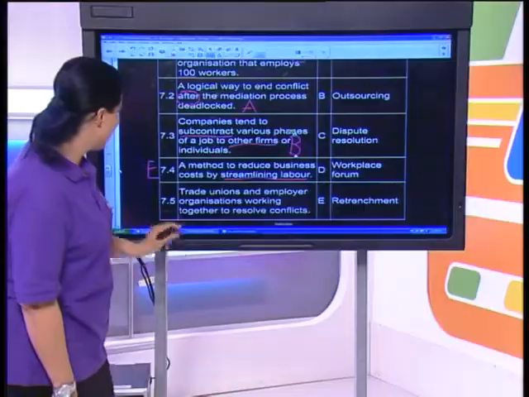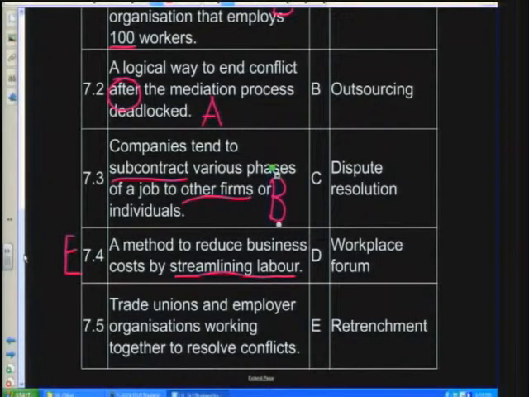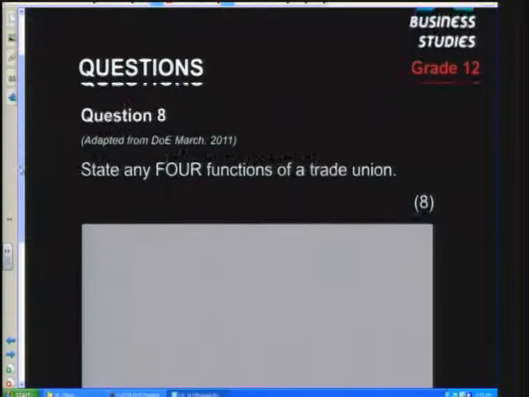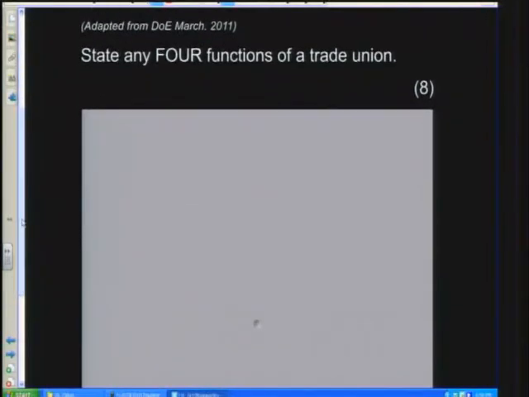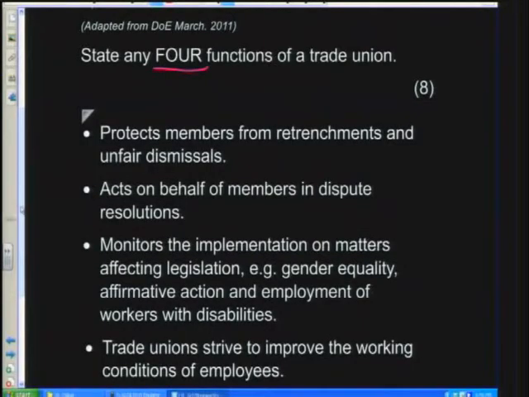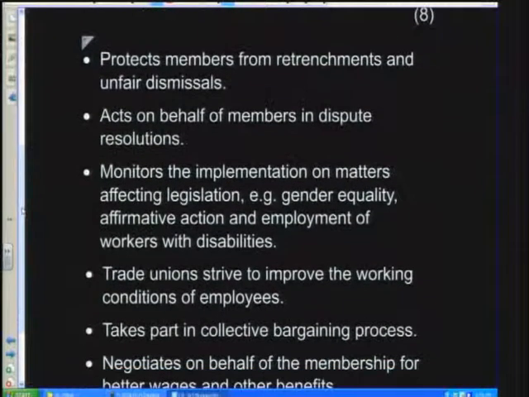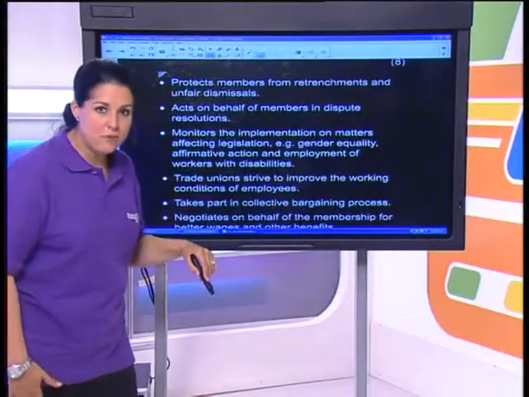And then our last one says, trade unions and employer organizations working together to resolve conflicts. We're talking about issues here. Issues are called disputes. So my answer there is C, dispute resolution. Let's move on to our last question for today. It says, state any 4 functions of a trade union. Remember, a trade union is there to represent the employees, to negotiate on behalf of them.